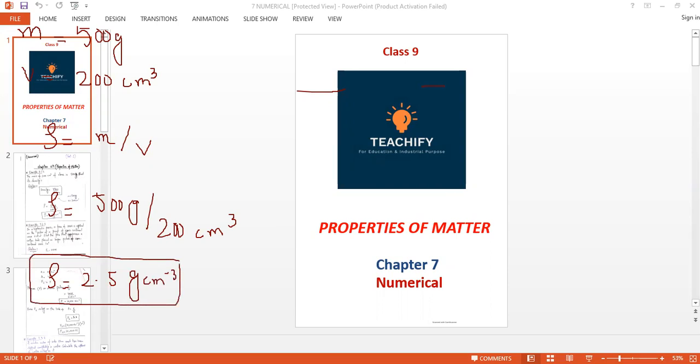So this is how to find the density, simply by putting the formula of density, as density is equal to mass by volume. Now putting the value of mass and the volume, we find the value of density. Now in the second question, in a hydraulic press, a force of 100 Newton is applied on the piston of cross-sectional area as given.